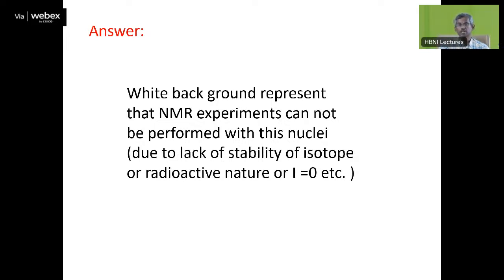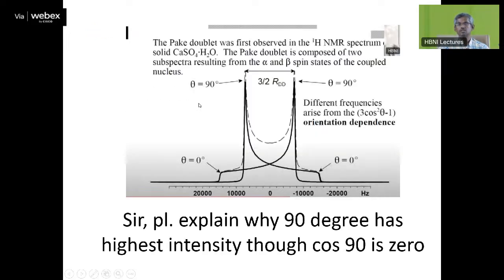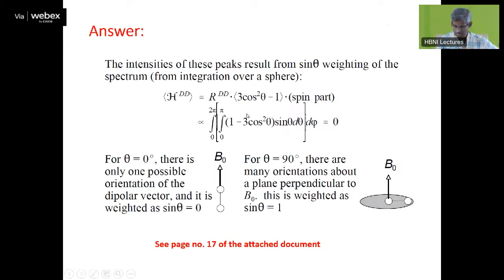Let us move further. The second question you were asking was about why. That's a good question actually. See, there is a cos theta term in the expression, in the Pake doublet. And the cos theta term at 90 degrees, cos 90 is 0, so you should not get a maximum there. But remember that this is convoluted with the Gaussian line shape. Why is this moving? Let me check.